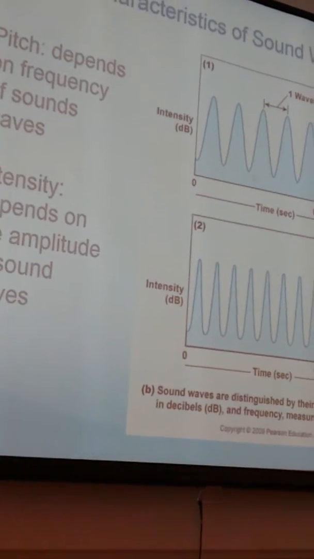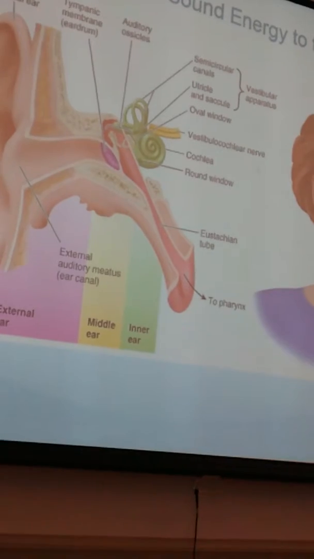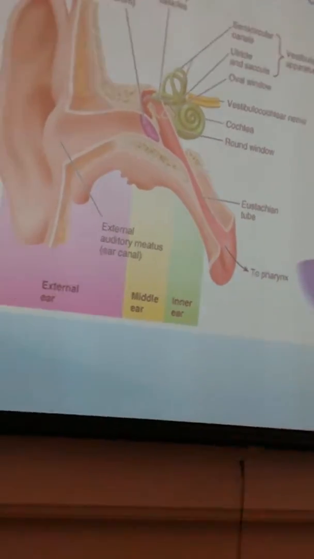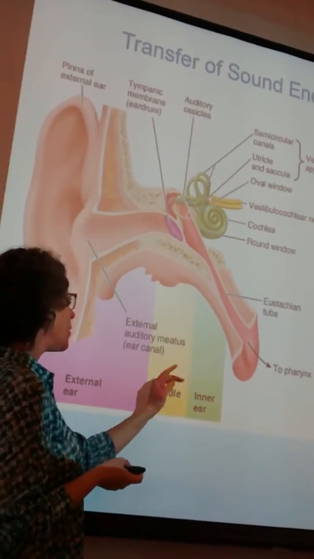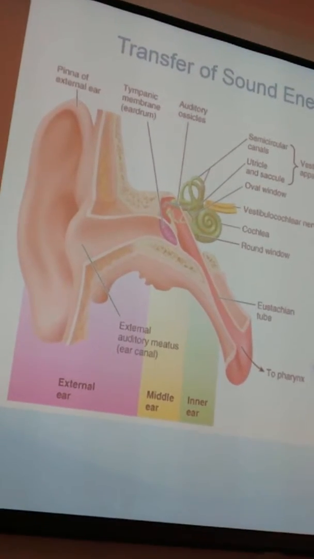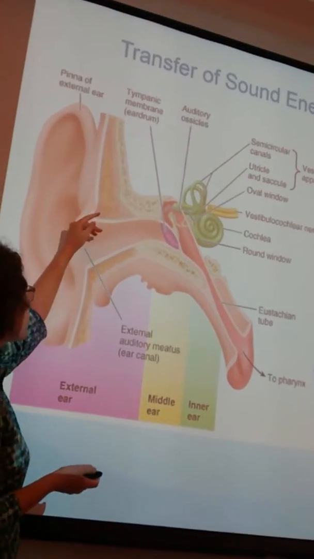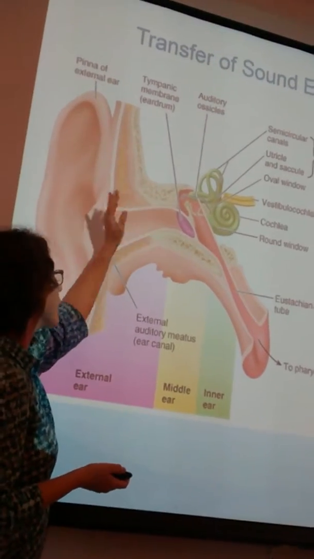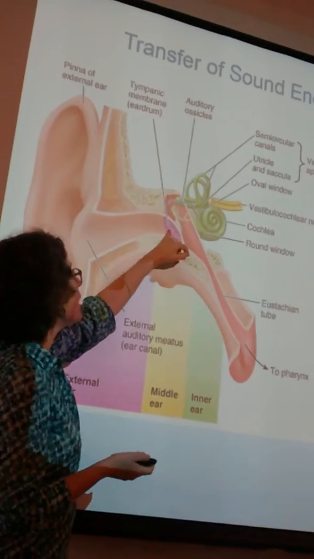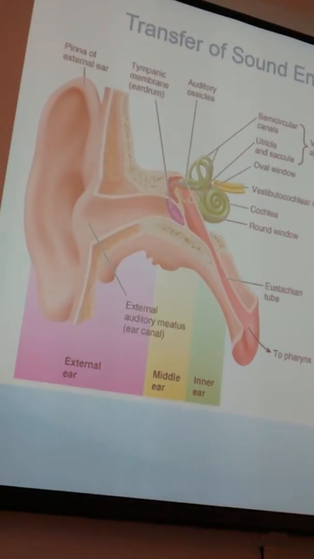So just to review some of the information about the ear, this is just a review of anatomy. So we have the external ear, the middle ear, and the inner ear. We have these pressure waves that are going to be traveling through the ear canal, or the external acoustic meatus, hitting the tympanic membrane and causing the ossicles to vibrate.